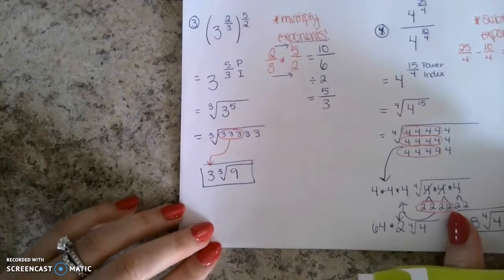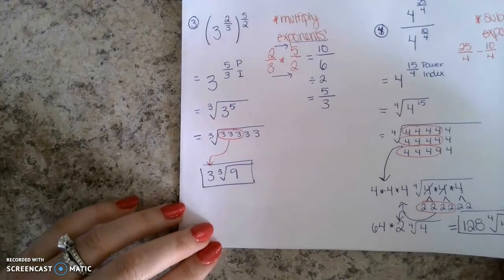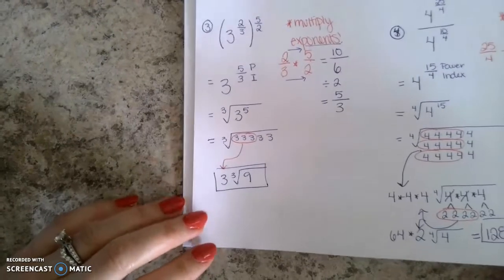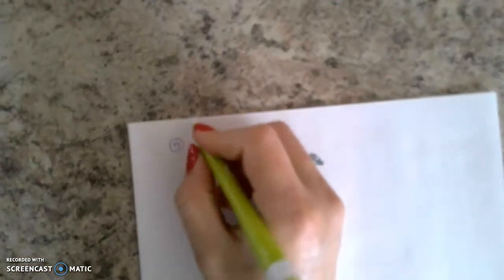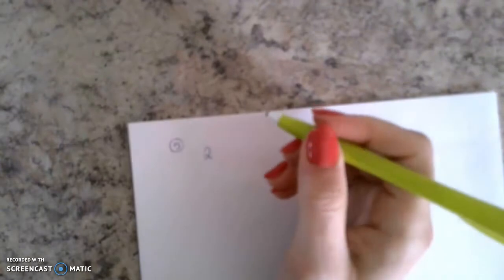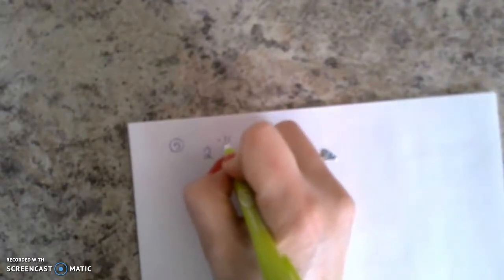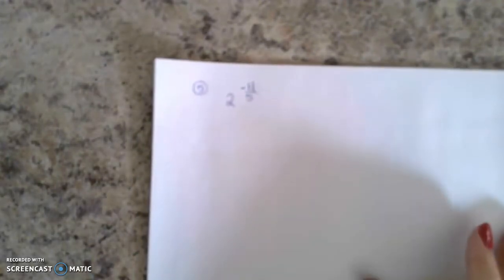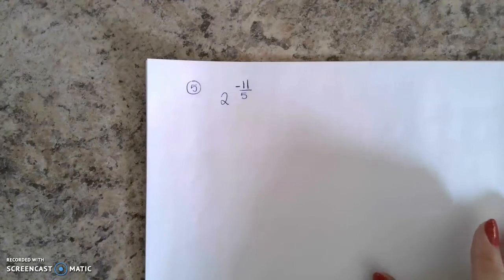All right, guys, there is one last example I want to go with you guys before I let you get to practice time here, and it is as a reminder when we're dealing with negative exponents. So the last example I want to go with you guys is 2 to the negative 11 over 5. So this is the last example we're going to look at here, 2 to the negative 11 over 5.